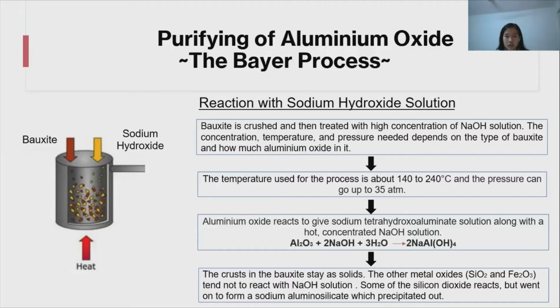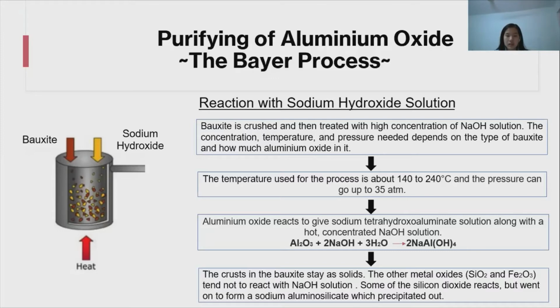So the next step is aluminium oxide reacts to give sodium tetrahydroxyl aluminate solution along with a hot concentrated sodium hydroxide solution. The chemical equation for this part is Al2O3 + 2 NaOH + 3 H2O → 2 NaAl(OH)4, where Al2O3 is aluminium oxide, NaOH is sodium hydroxide, H2O is water, and NaAl(OH)4 will be the sodium tetrahydroxyl aluminate.